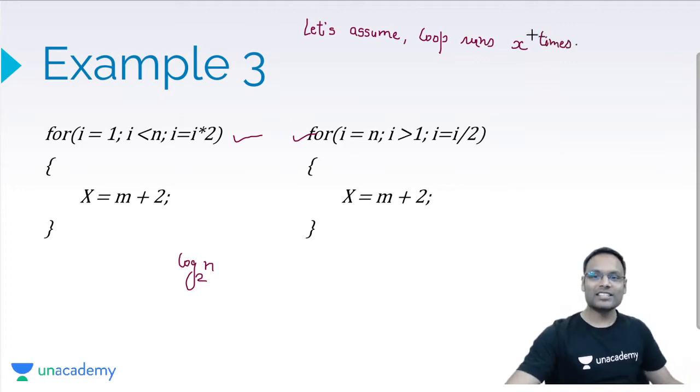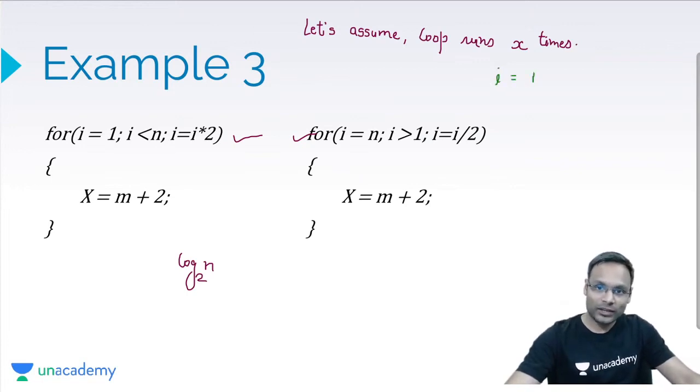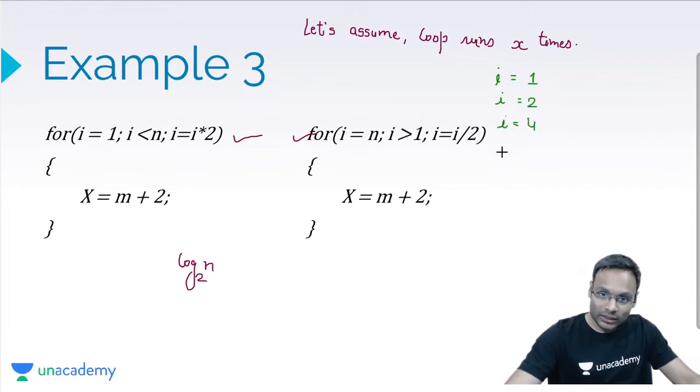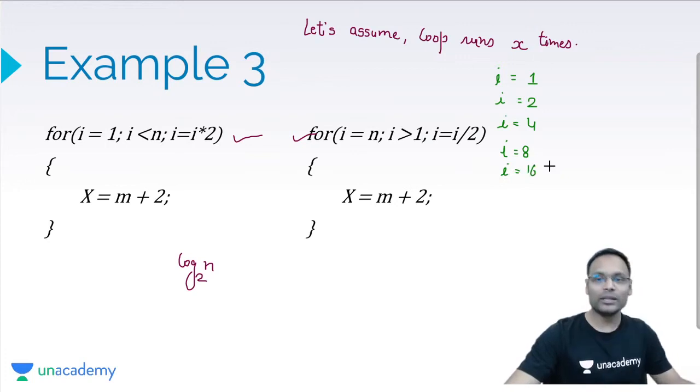You can easily check out if the loop runs x times. For i equals 1 you will run the loop. For i equals 2 you will run the loop. Then i equals 4. Then i equals 8 you will run the loop. i equals 16 you will run the loop, and you will keep going.